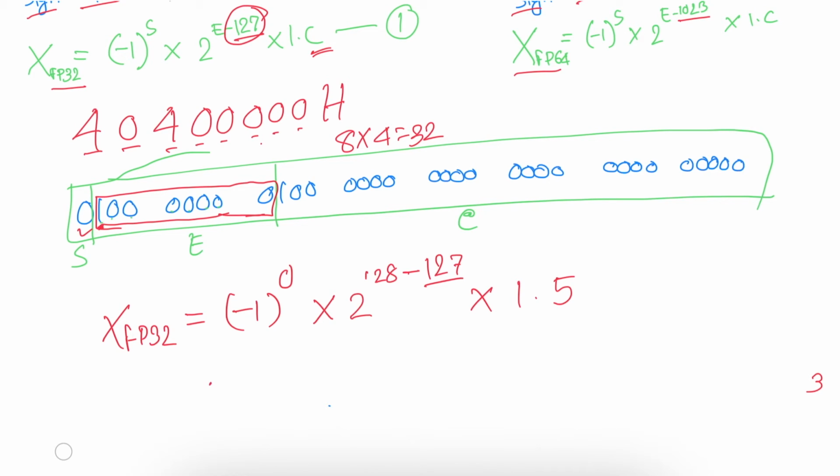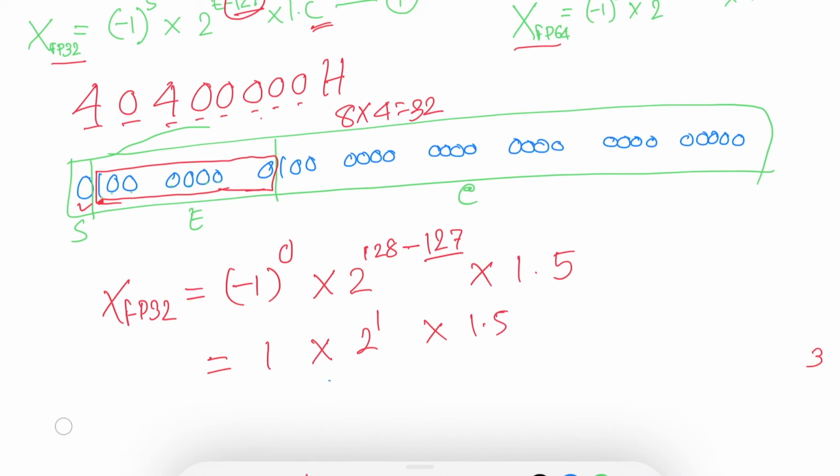Now calculate the exact result. Anything to the power 0 is 1, and then 2 to the power of 128 minus 127 is 2 to the power 1, times 1.5. So 2 times 1.5 is equal to 3, the decimal number.